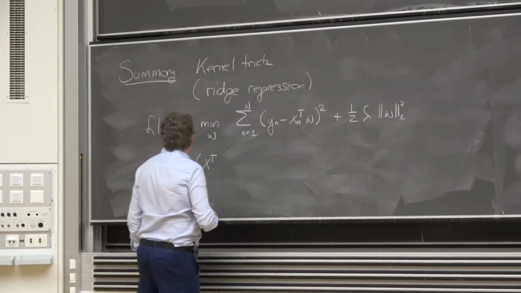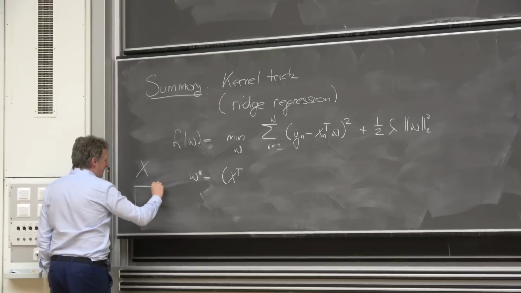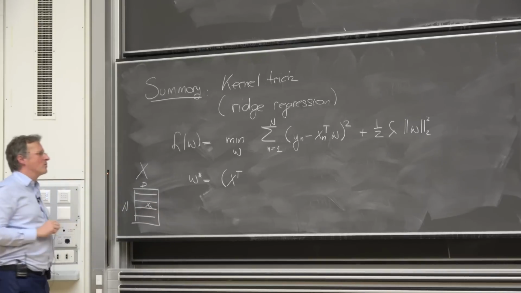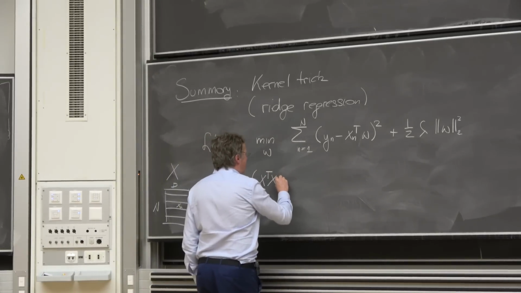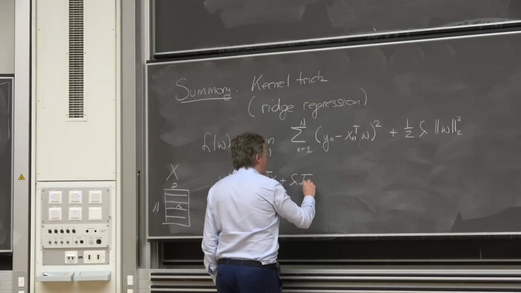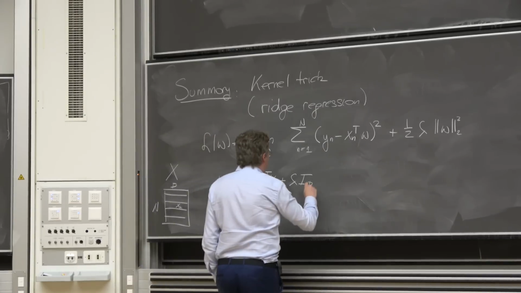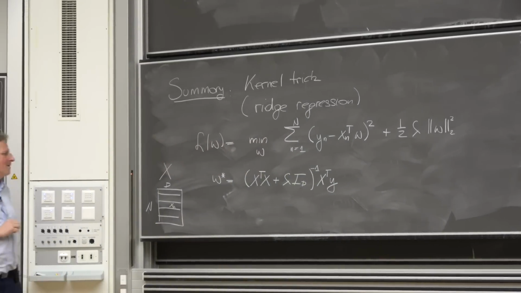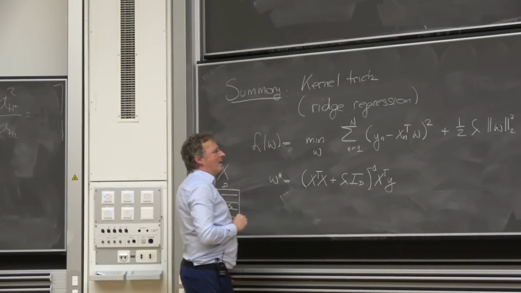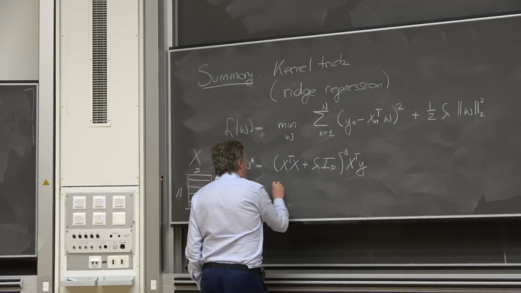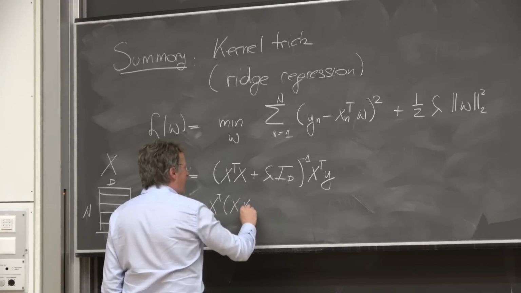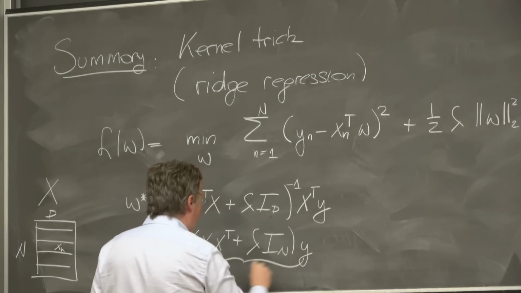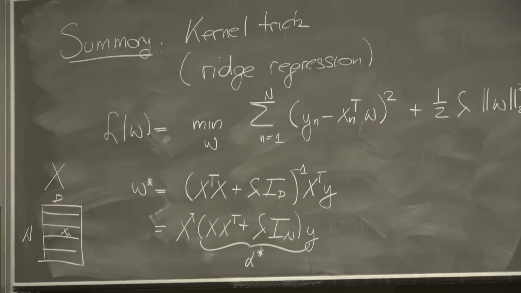One is if X is this data matrix, the capital X is the N by D data matrix, which has x_n as its rows. Then this is X transposed X plus lambda I_D, of dimension D, to the power minus 1, times X transposed y, where y was the set of all the labels. So this was one way to do it. And we also learned that there's another way to write it: X^T (X X^T plus lambda I_N) to the power minus 1 times y, and we had called the last part alpha star. So there were two ways to write this solution.